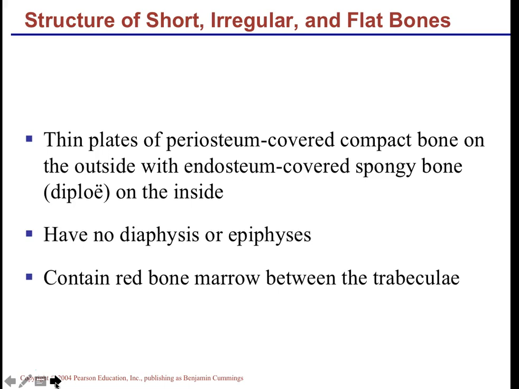All right, so short, irregular, or flat bones. I'm going to talk about the flat bones of the skull. They are very simple in their design. What they're really trying to do is to protect. So they do have a periosteum and they have an endosteum. The spongy bone in the bones of the skull is called diploe. And the outer areas are compact and the inner are spongy.